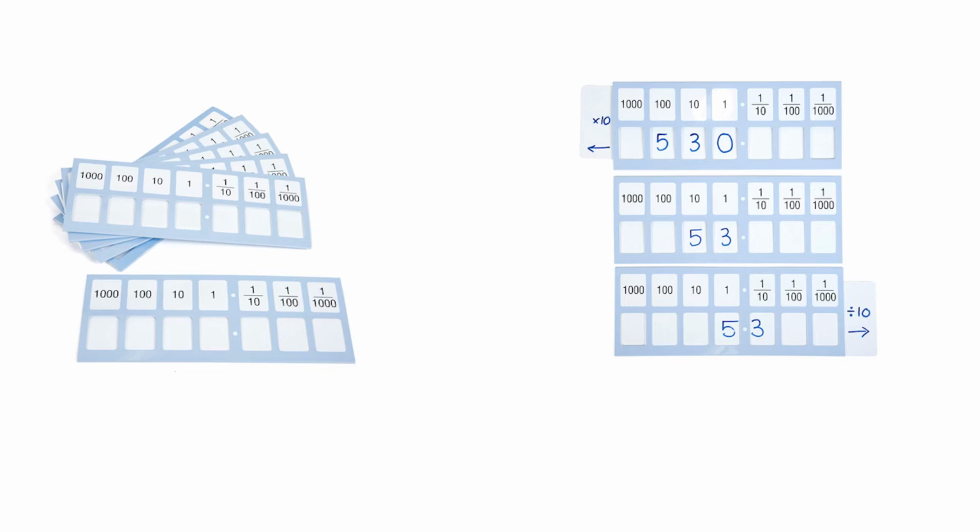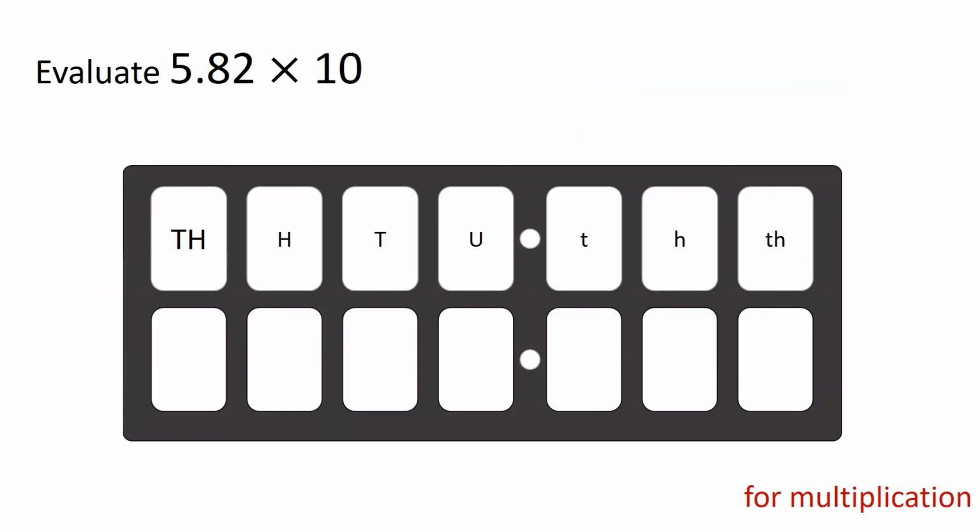And that's quite a useful resource for pupils to use in the classroom, and it provides another visual model, particularly when we have more than single digit numbers. For example, in this case, 53. So if we took a number like this, 5.82, pupils would write it in the space in the whiteboard, and then we would multiply by 10. We would slide it up. We would slide it to the left one place.